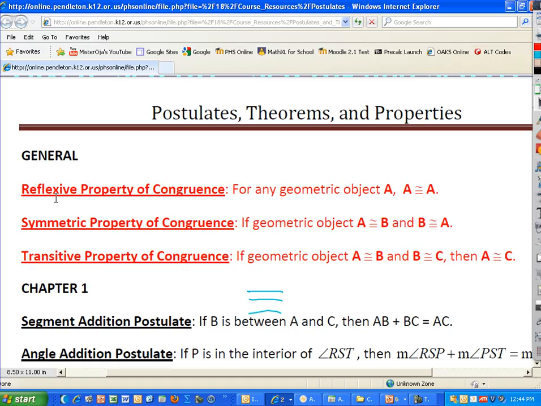The transitive property, we've already talked about once this year, but maybe I'll just mention it again. Whenever you talk about a transitive property in math, whether it's congruence for geometry or equality for algebra, it means we're going to transfer some relationship from one object to another. For congruence, it says if A is congruent to B and B is congruent to C, then A is congruent to C. So we're transferring the congruence from A to B and from B to C. Therefore, it's from A to C, right?